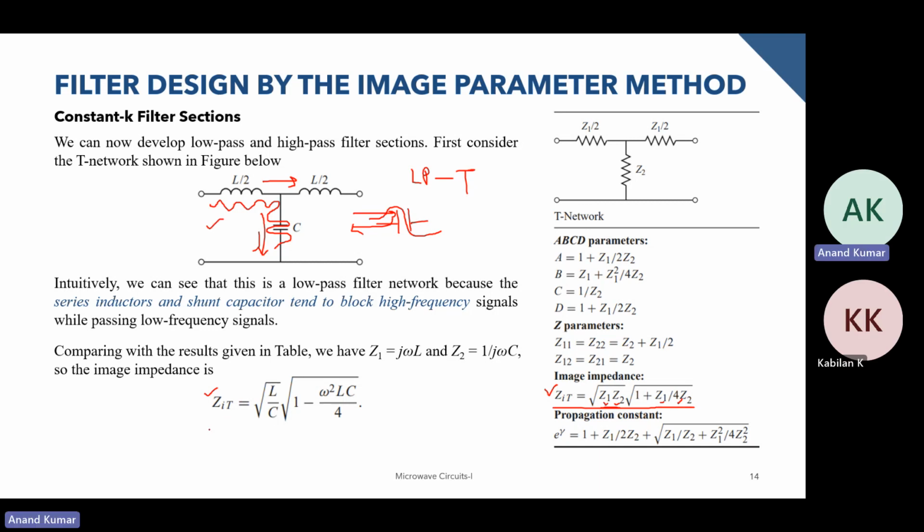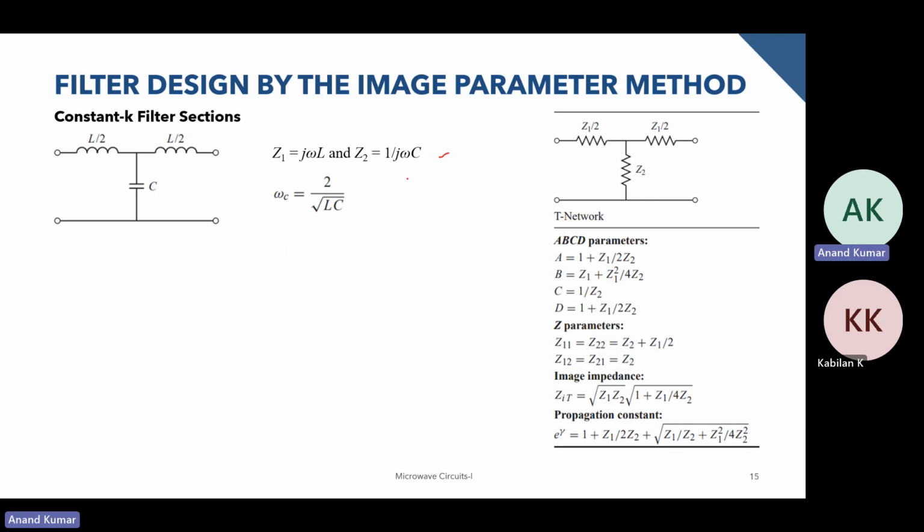So once we have got this, so this is the image impedance, and then using this, if we just look at this term and equate it to zero, we can define a cutoff frequency where this particular term becomes zero, which turns out to be root over 2 by root over LC.